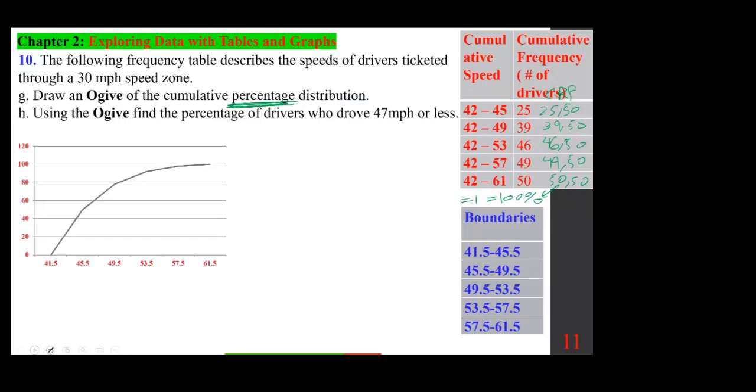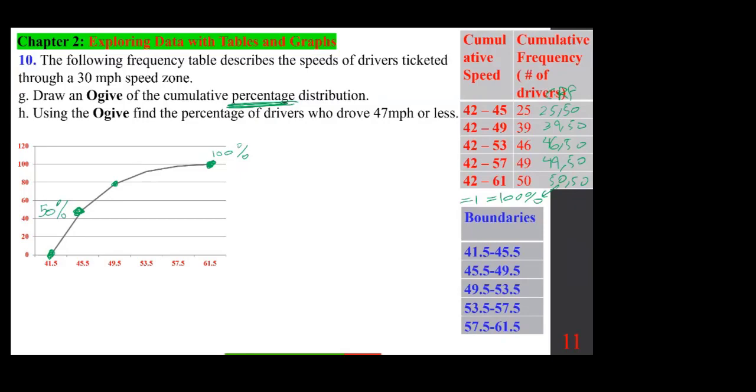Let's just quickly go over the concept here. As you can see, we have the boundaries here, and we go all the way up to, let's say, 100. This means percent. The lower boundary of the first class corresponds to 0. The upper boundary of the last class corresponds to n or 100%. And everything else corresponds to the proper percentage, the percentage that we have calculated. For example, this is 100%. And this is the upper boundary of the first class and corresponds to 25 over 50, which is 50%.